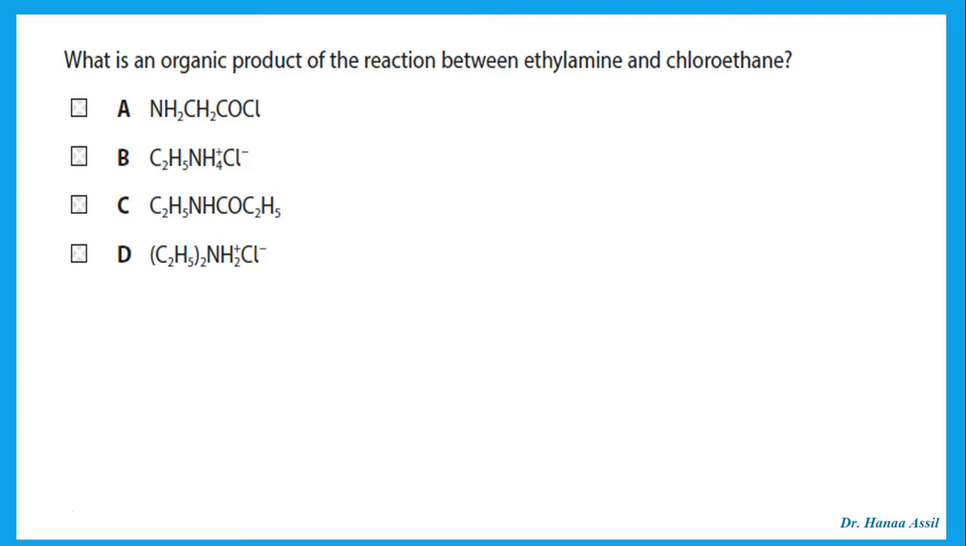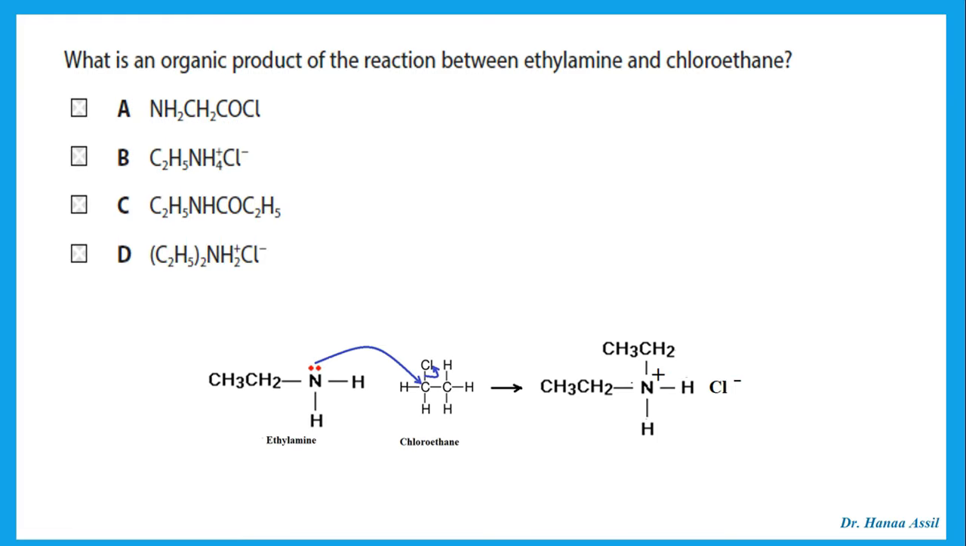What is the organic product of the reaction between ethylamine and chloroethane? So we're trying to react ethylamine. This is an amine that already has one ethyl group, and I'm reacting it with chloroethane, and we said that means the nitrogen will be attached to the carbon that had the chlorine. So my product is this compound, the amine with two alkyl groups attached to it.